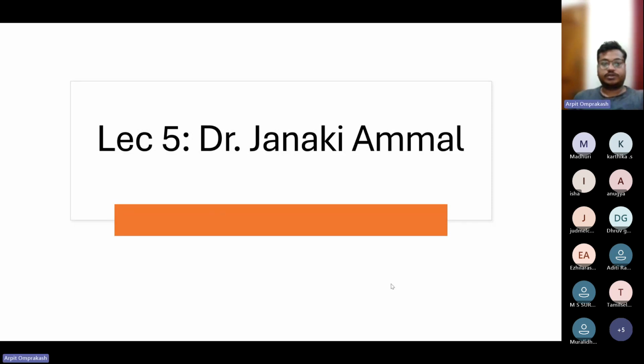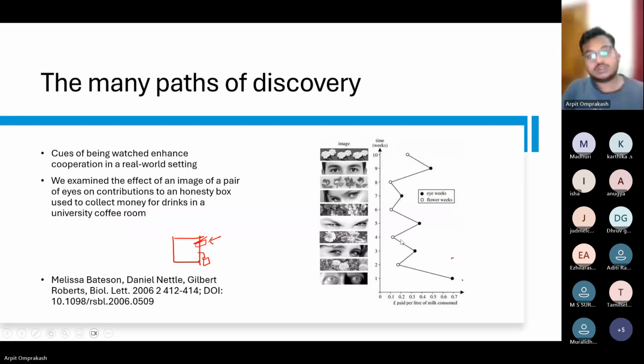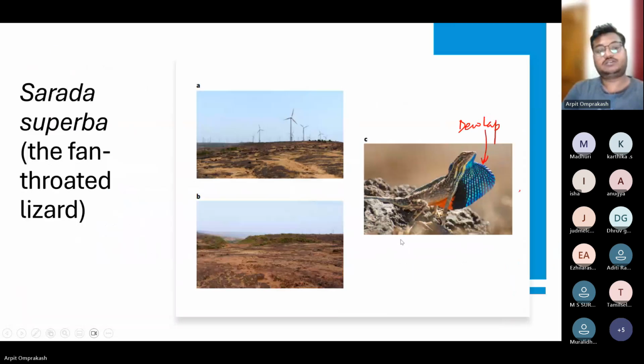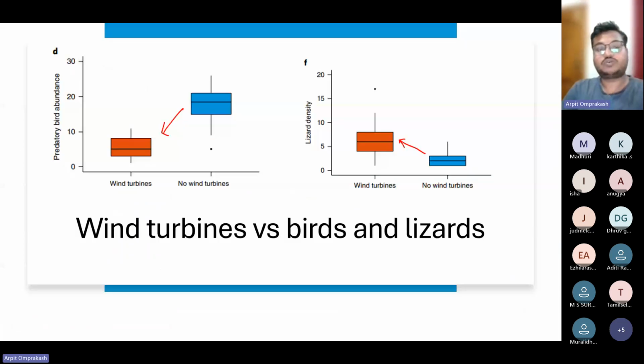We are done with lecture 4, which was the process of science. Just to recap, basically, this example I wanted to go over again.